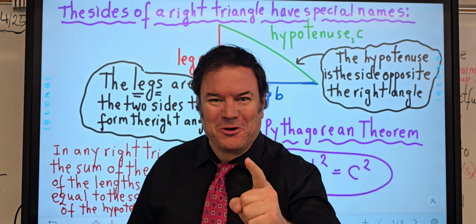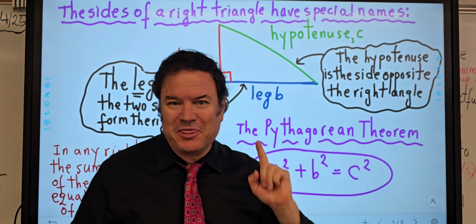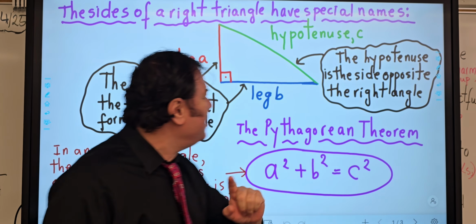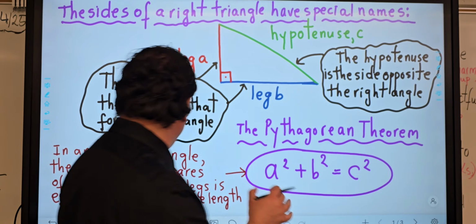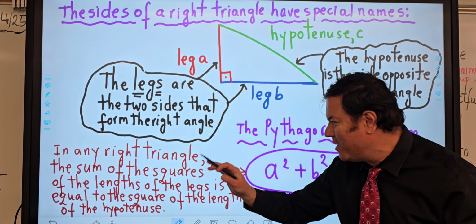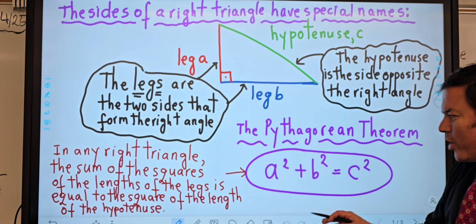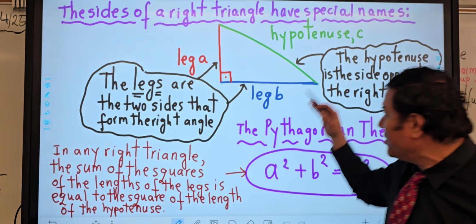Dobrescu, to the rescue. Today we are going to continue with the Pythagorean Theorem. The Pythagorean Theorem is telling us that in any right triangle, the sum of the squares of the lengths of the legs is equal to the square of the length of the hypotenuse.